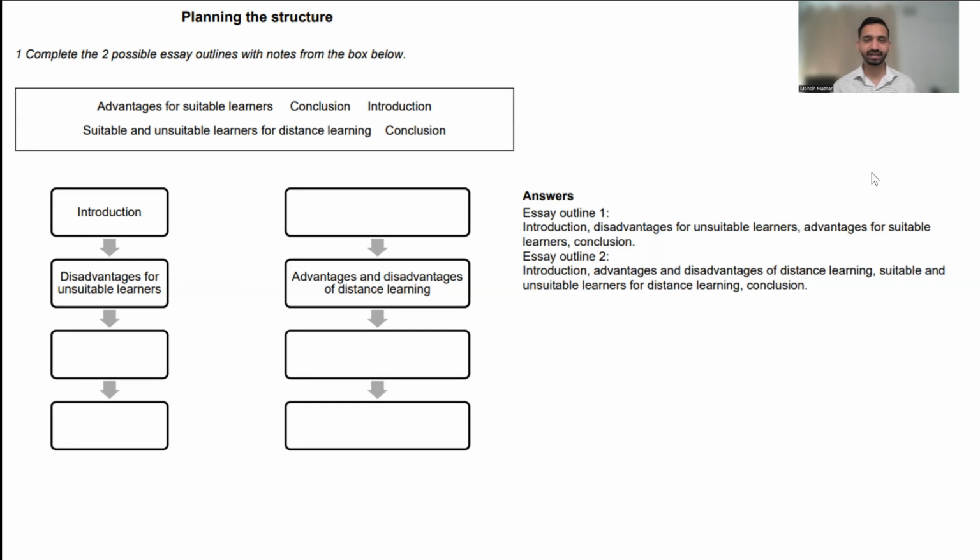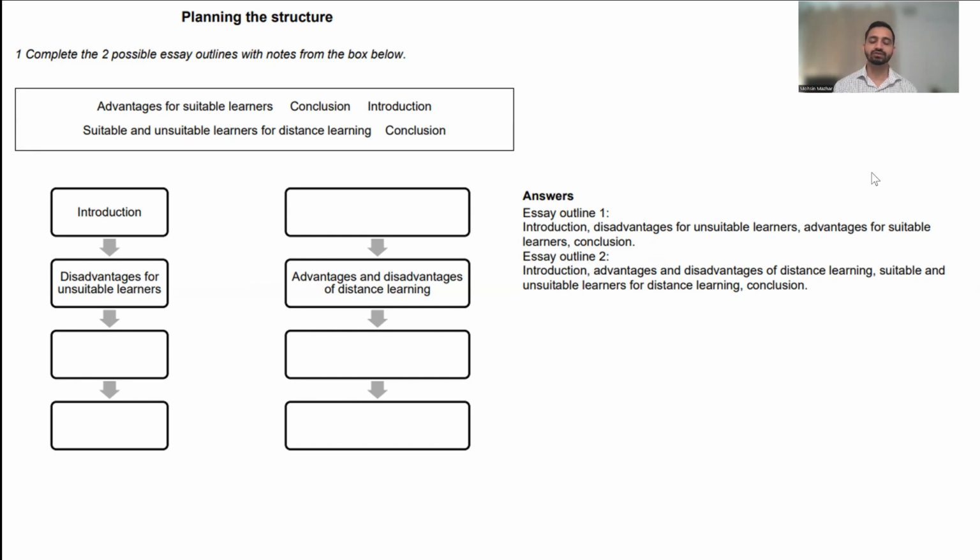All right, let's look at the answers. So the first outline, you can write introduction first, then disadvantages for unsuitable learners, then the advantages for suitable learners, and then come up with a conclusion, okay? But you have to give your opinion in the introduction and in the conclusion. Don't forget your opinion. You do have to either agree or disagree, okay? That will come in the introduction and that will come in the conclusion, okay?